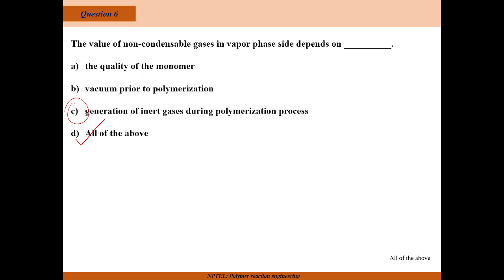Inert gas generally means helium, neon, krypton and so on. Those are called inert gases, so those cannot be generated during polymerization. That is the point. I just cross-checked, and the answer to this question is all of the above itself. But still, I have a doubt about the proper explanation for this particular statement.